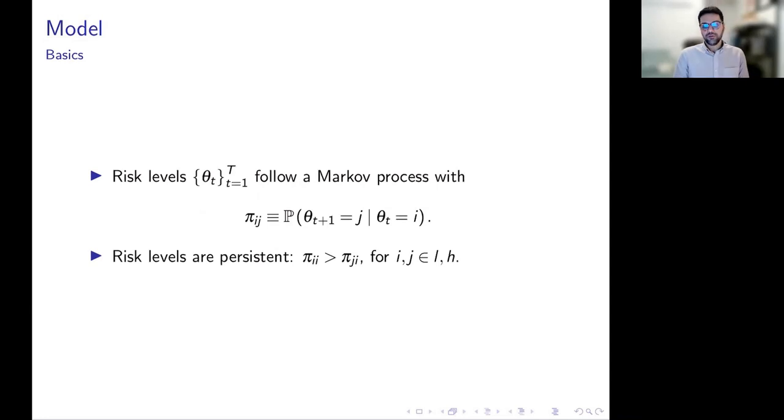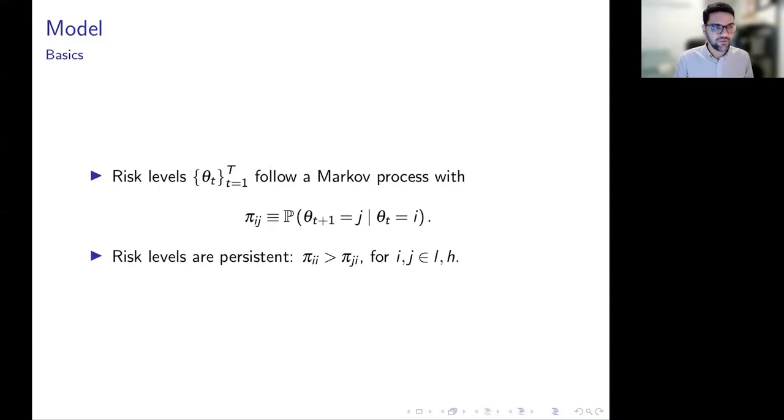Now, these risk levels are going to be a crucial part of the analysis. They're assumed to follow a first-order Markov process. So we're going to refer to pi ij. This is the probability of transitioning from type i to type j, from one period to another. Now, I'm implicitly already assuming that we have a stationary Markov process here, since these transition probabilities do not depend explicitly on time t. The assumption of stationarity is actually not important for the characterization, even though it simplifies the notation a lot.